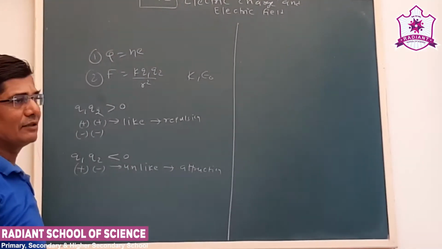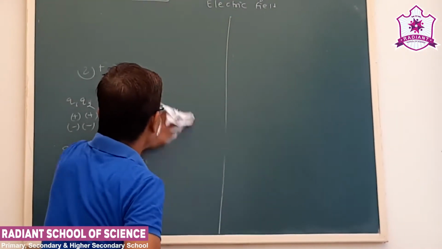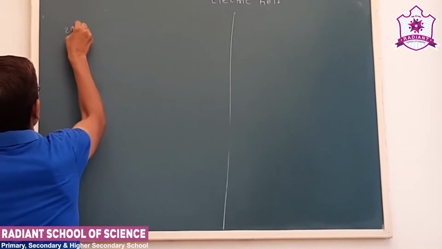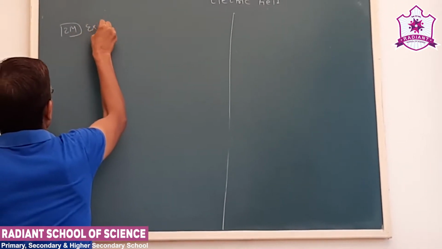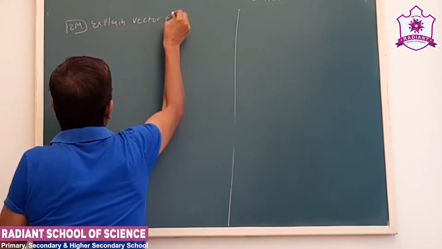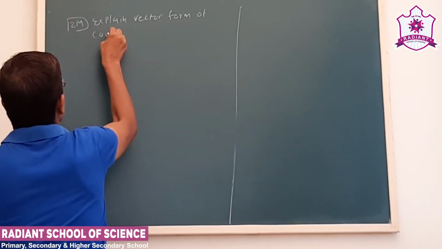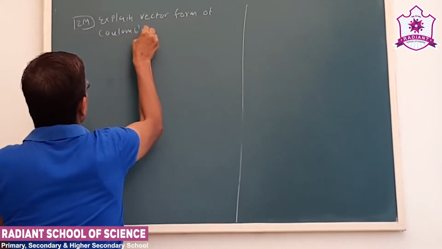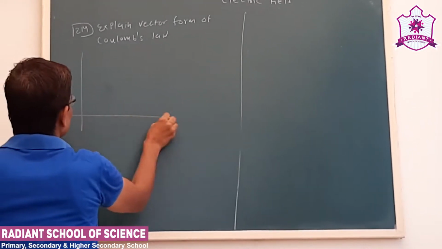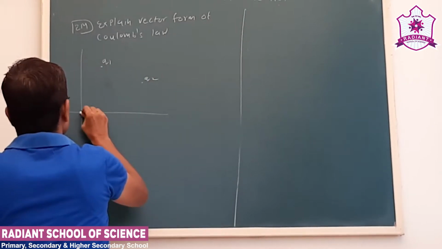Today we start with the vector form. As you know, the statement will remain the same. This can be asked in a 2-mark question: Explain vector form of Coulomb's law. Now we start with two point charges Q1 and Q2.